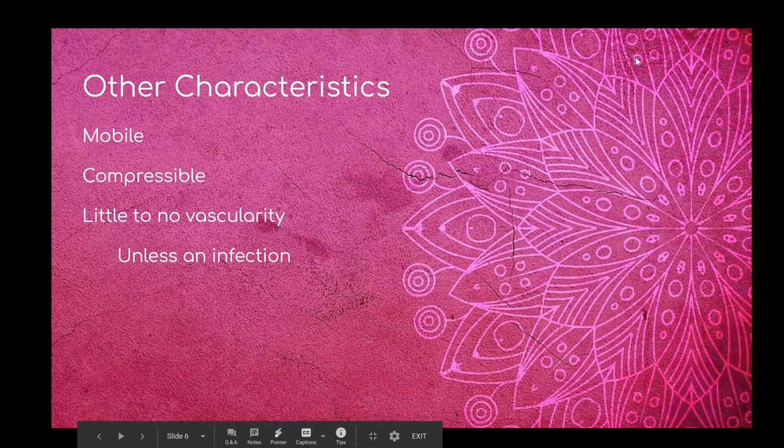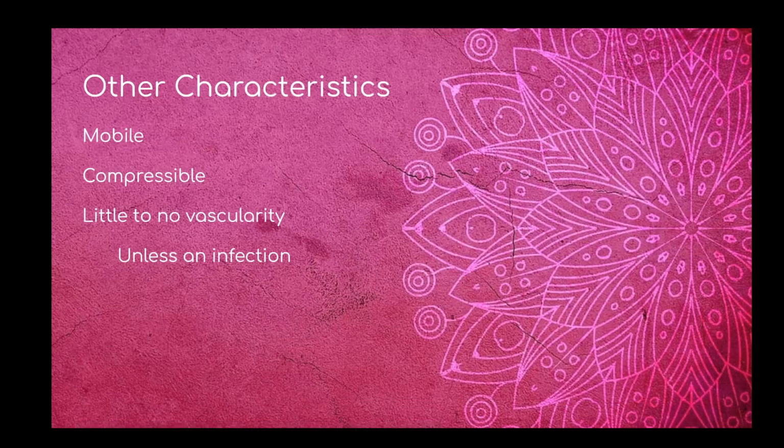Some other characteristics that we might see with our benign breast pathology include mobility. When you palpate the area, does it move around? Cancers are usually fixated within the tissue. Remember, they're growing into the tissue. They're not sitting in or on tissue. So benign characteristics mean that it's going to be mobile. It'll kind of move around. It'll be wobbly underneath your finger.